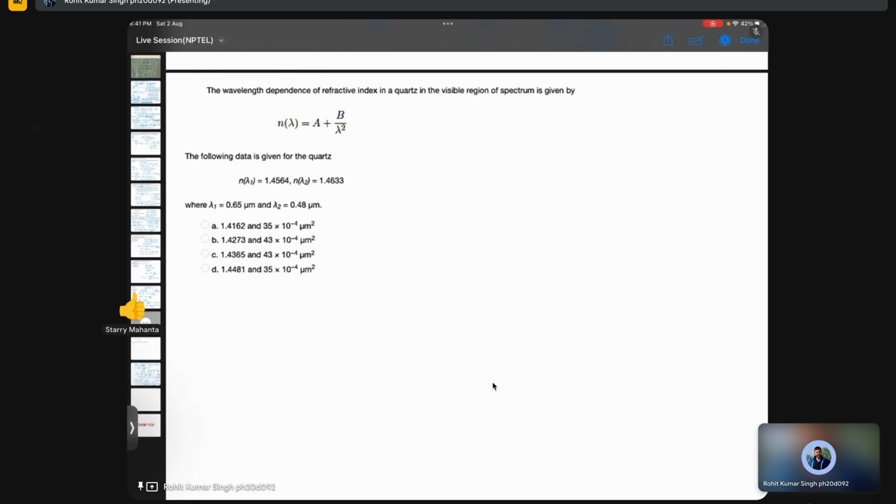Yeah, a similar kind of problem we have. So now the material is quartz, and its refractive index has this form, and for two different wavelengths the refractive index is given. One is 1.4564 and one is given for lambda 2, 1.4633. So for two different wavelengths of light the refractive index is given.